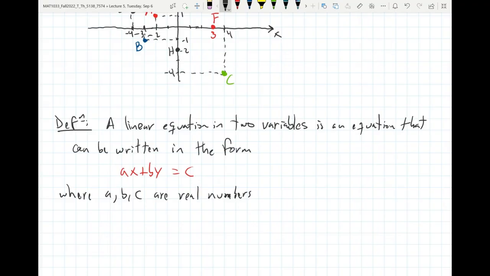okay? Because if both these guys are 0, then there's no x, there's no y. So what are we talking about, okay? So one of them has to be non-zero. But the other one of them could be 0, that's fine. So where a, b, and c are real numbers, and a and b cannot both be 0.